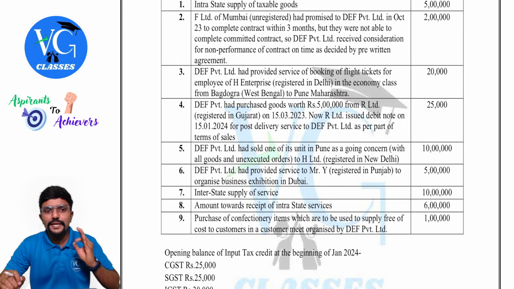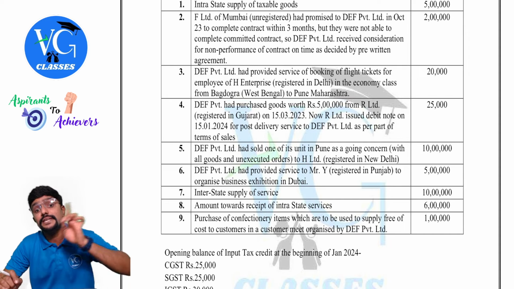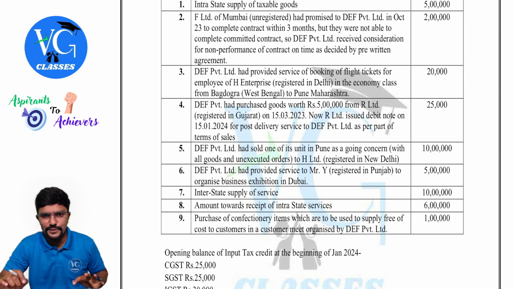Then third one, DEF Private Limited had provided the service of booking of flight tickets for an employee of H Enterprise, that is the other enterprise outsider, registered in Delhi, in economy class from Bagdogra, that is West Bengal, to Pune, Maharashtra for 20,000. Next, DEF Private Limited had purchased goods worth 5 lakh from R Limited, registered in Gujarat on 15th March 2023. Now, R Limited issued a debit note on 15th January 2024 for post-delivery service to DEF Private Limited as part of terms of sales for 25,000.